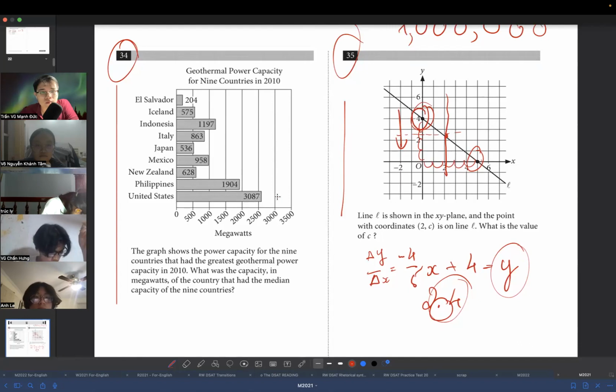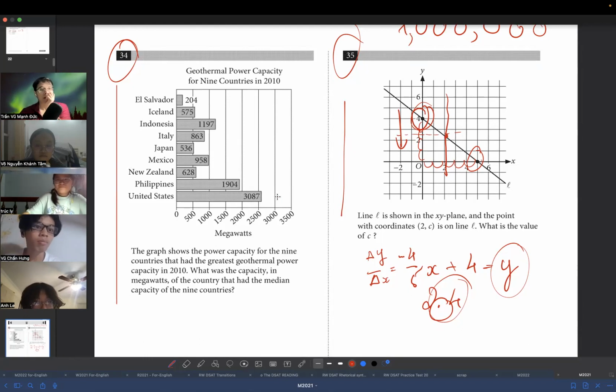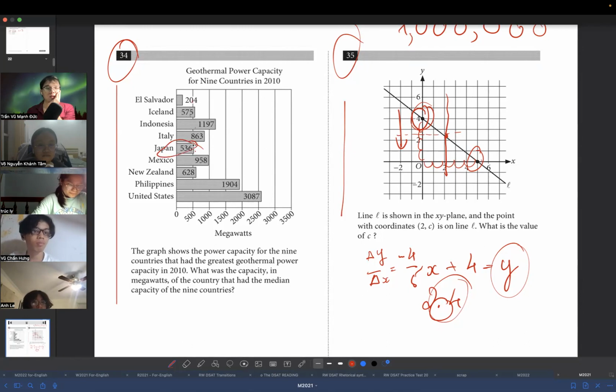4 is 863. So the median country is 863. Italy. Why Italy? Because 1, 2, 3, 4, 5, 6, 7, 8, 9. 9 plus 1 is 10, divided by 5, which is 1, 2, 3, 4, 5. It should be Japan, right?